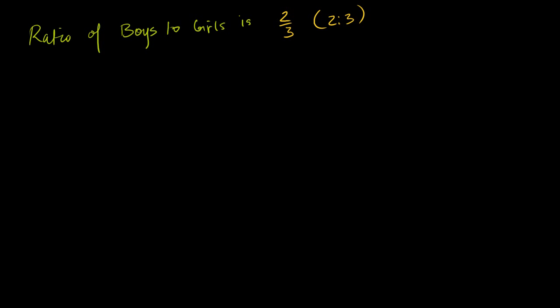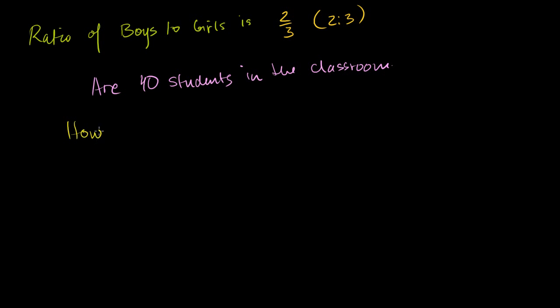And let's say that there are 40 students in the classroom. And then someone were to ask you, how many girls are there in the classroom? So this seems a little bit more convoluted than what we did before. We know the total number of students, and we know the ratio, but how many girls are in the room?